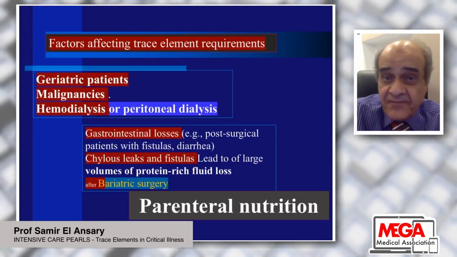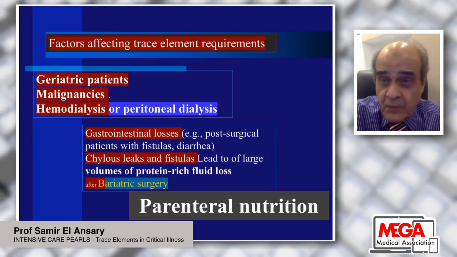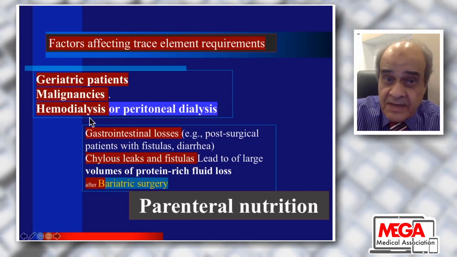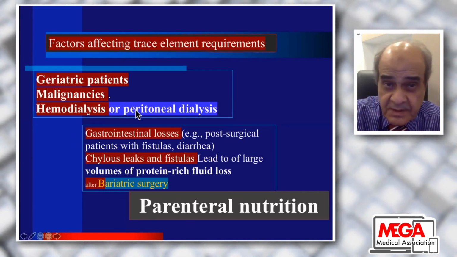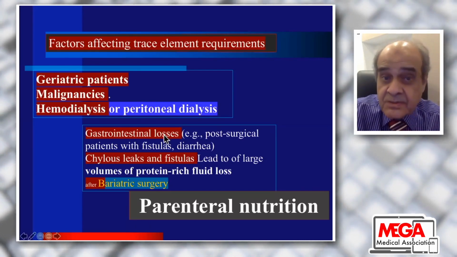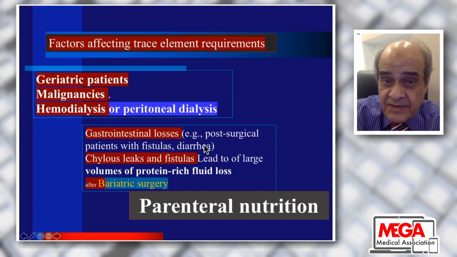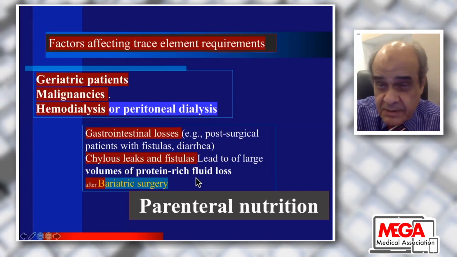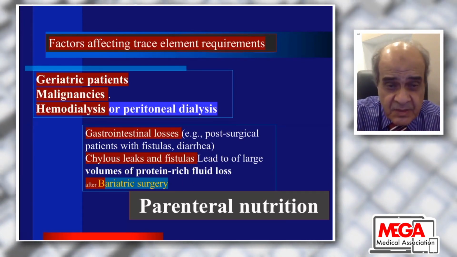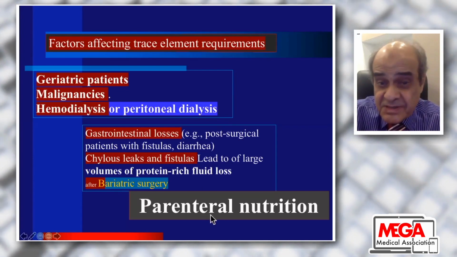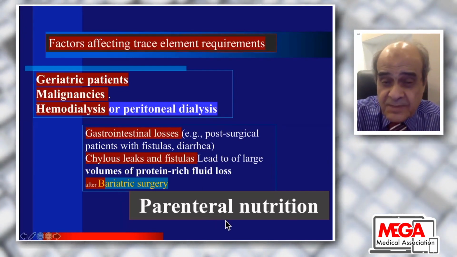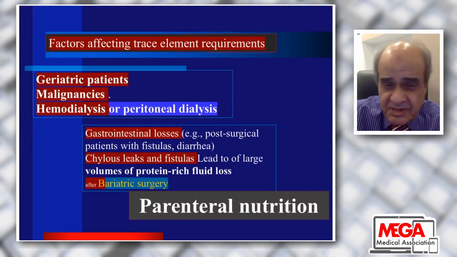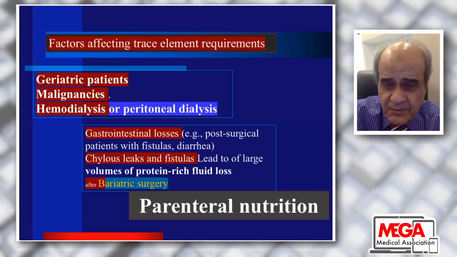Factors which affect the trace element requirement: of course, geriatric patients need more, and malignancy needs more trace elements. Hemodialysis, especially continuous renal replacement therapy, peritoneal dialysis, gastrointestinal loss through surgical fistula and diarrhea, and chylous leak and fistula lead to large volume of protein-rich fluid loss and consequently large trace element loss. Bariatric surgery and parenteral nutrition in general need support or supplementation of trace elements. In contrast, with enteral nutrition we rarely need to support with trace elements.